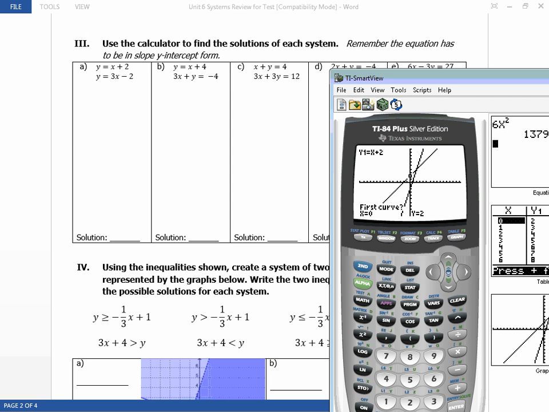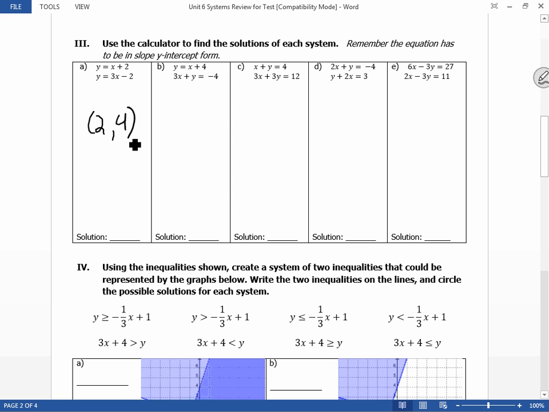First curve is the first line, second curve is the second line. Guess. You can do the guess, you don't have to. But you get the intersection is 2, 4. Whoa, I may have killed my computer here. For the second one, well, I don't know what happened there. I would need to rewrite the second equation as y equals negative 3x minus 4.